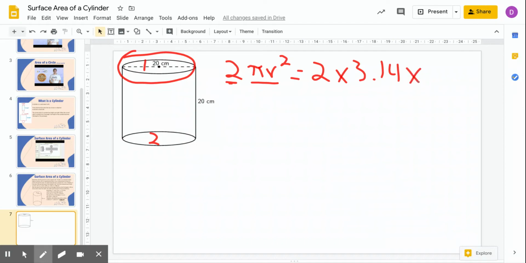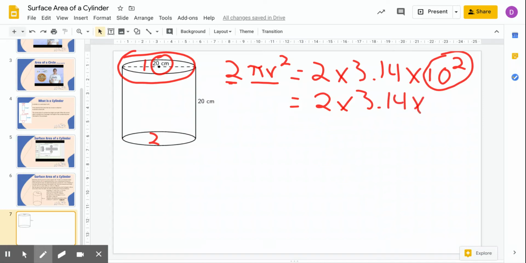Well, we don't know the radius. They give us the diameter, but not the radius. We do know that radius is half of diameter. And since the diameter is 20, our radius would be 10. And that has to be squared as per the formula. Okay. And we know according to BEDMAS, we have to do our exponent before anything else here. So 2 times 3.14 times 10 squared, which is 100.